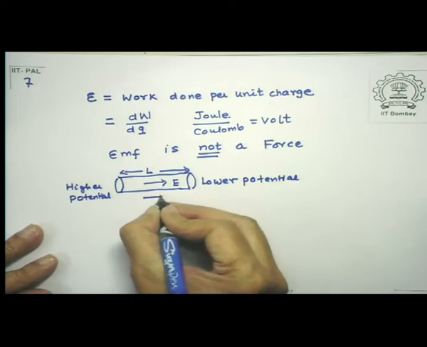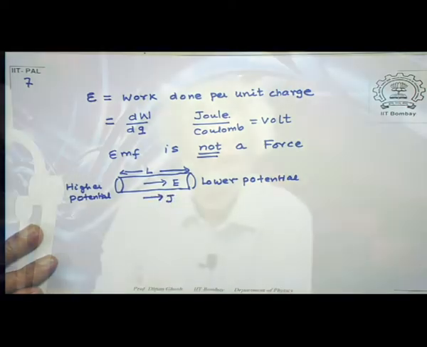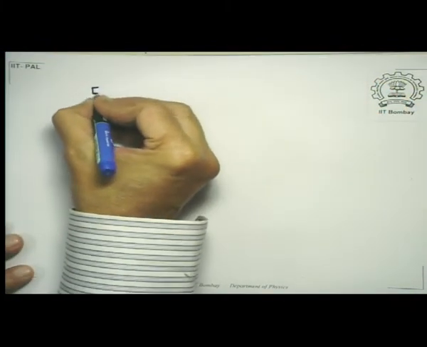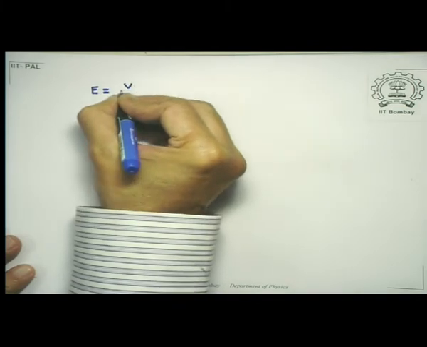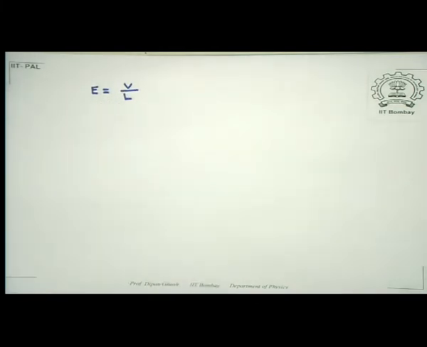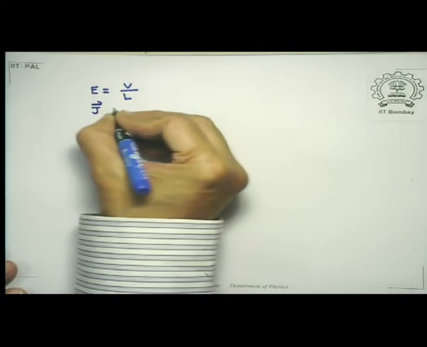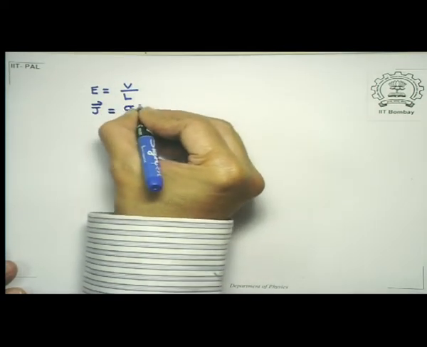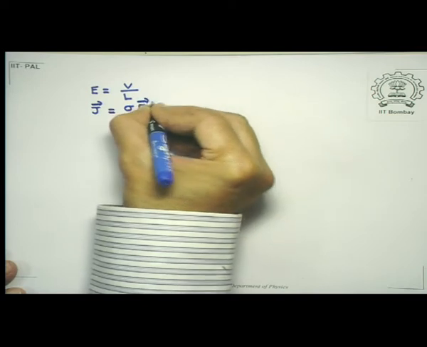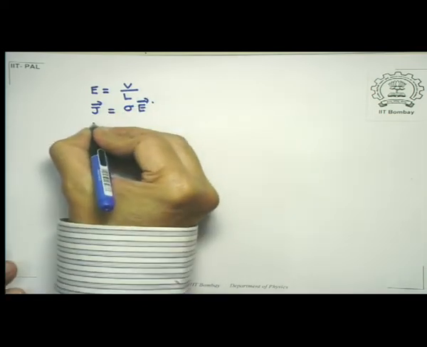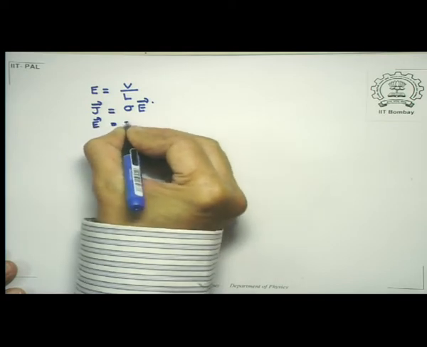Of course, the current density direction is also this. The various relationships that I have got are the following. I have E equal to V divided by L, which is simply the electric field being potential difference per unit length. The current density is related to the electric field by J being equal to sigma times E. Alternatively, E is equal to rho times J.